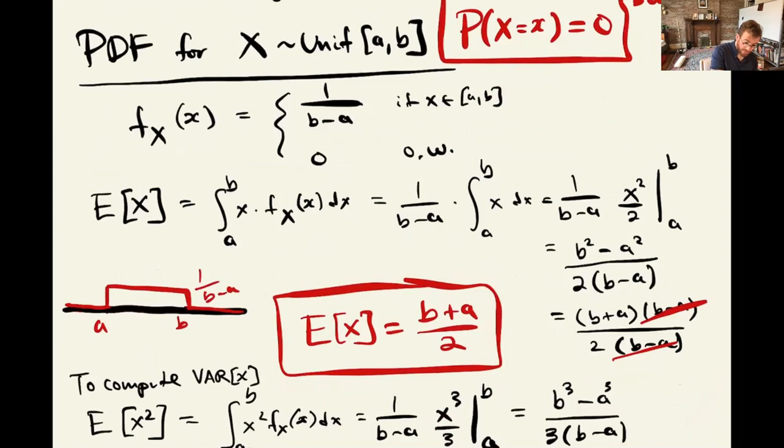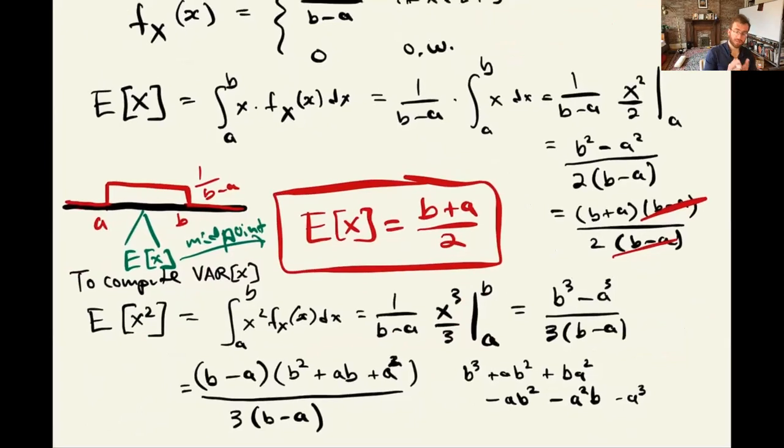Then I've got a situation where the balance point is right in the middle, which makes intuitive sense. That's the balance point, that's the midpoint. Now, how might I compute something like the variance?